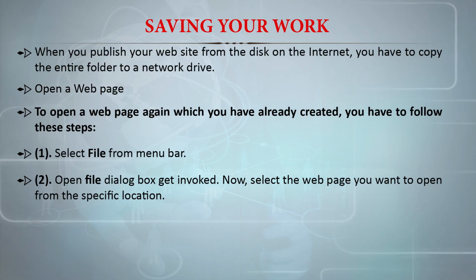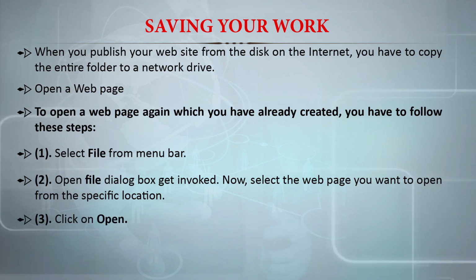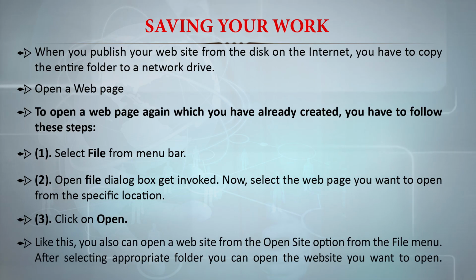It opens in the form of a dialog box. Then select the web page you want to open from the specific location and then click on Open. Like this, you can also open a website from the Open Site option from the File menu. After selecting the appropriate folder, you can open the website which you want to open. Otherwise, something else will get opened. So you need to be sure that only whatever you want is opened.